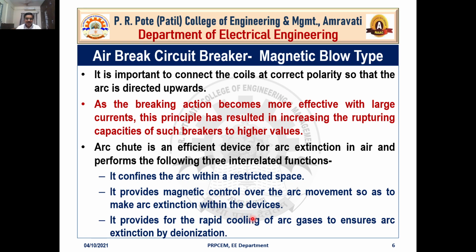Then the third important function that it performs is that it provides rapid cooling of arc gases in order to ensure arc extinction by deionization. These are mainly made up of steel materials, and these steel materials basically absorb the heat inside the arc. So this way it provides rapid cooling of these arc gases, and it develops the deionization environment inside the circuit breaker which helps to extinguish the arc.